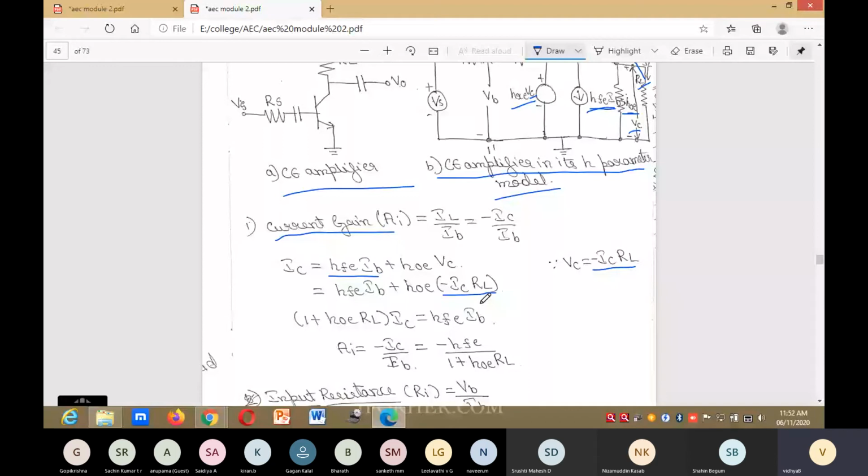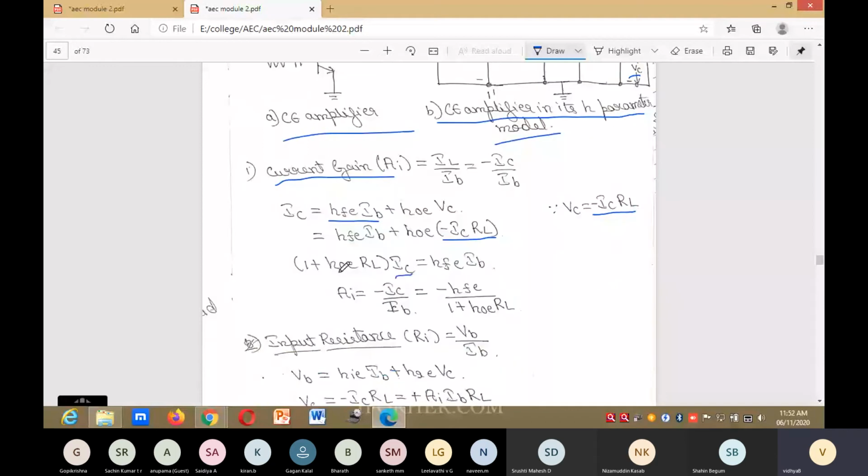From this equation, if you take out IC common, then (1 plus HOE into RL) into IC is equal to HFE into IB. So output divided by input, that is minus IC divided by IB, you will get minus HFE divided by 1 plus HOE into RL. This is the current gain.